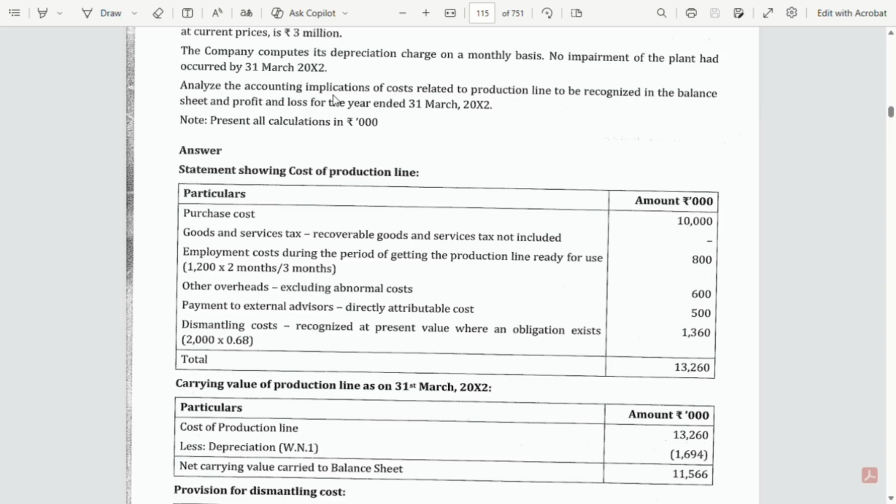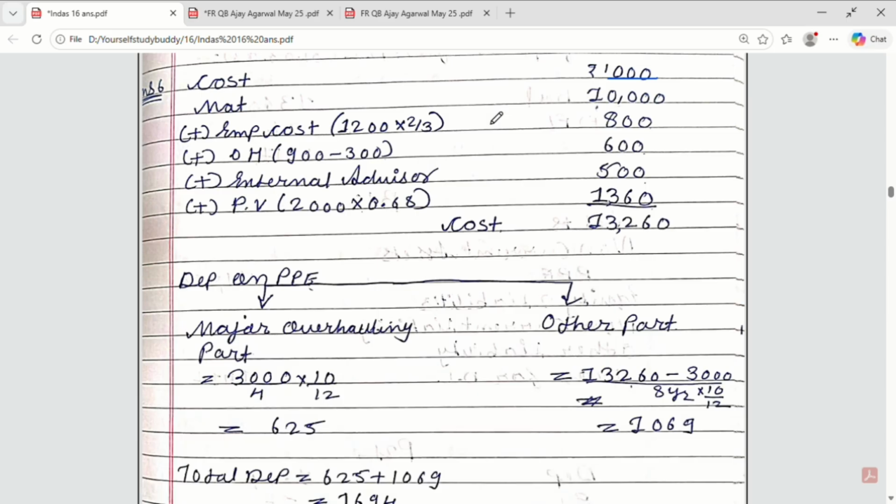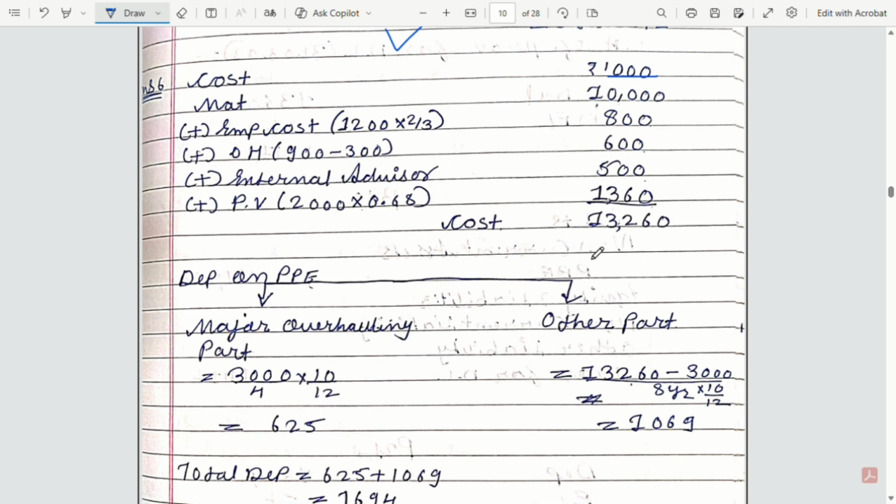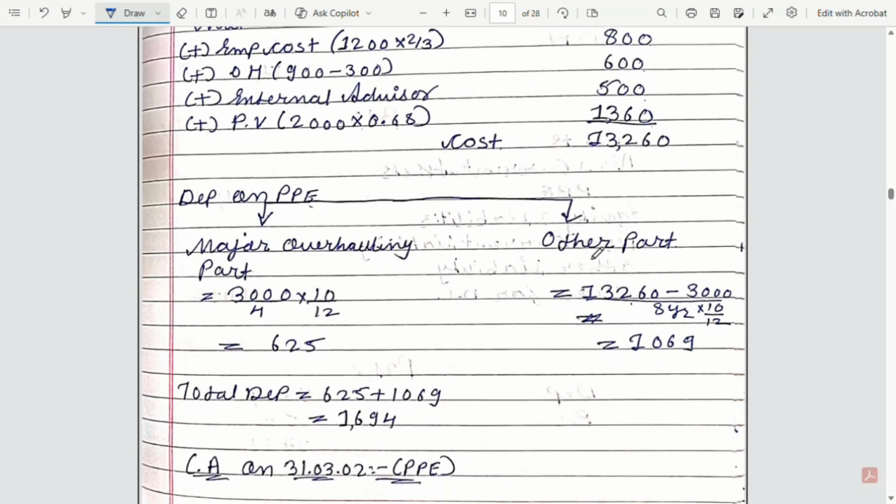Analyze the accounting implications of cost related to production line to be recognized in the balance sheet and profit and loss for the year ended 31st March 2002. ठीक है, तो अभी इसको कैसे सॉल्व करेंगे. सी, मटेरियल हमने ऐड किया, एम्प्लॉय कॉस्ट हमने 2 मंथ्स का ही लिया है. ठीक है, ओवरहेड में से हमने इलेक्ट्रिकल शॉक वाला जो था वो हमने कॉस्ट लेस किया है. यहाँ पे एक्सटर्नल एडवाइजर वी कैन इंक्लूड. पीवी पे हमने डिसमेंटलिंग कॉस्ट लिया है एंड वी गॉट दी टोटल कॉस्ट फॉर द प्रोडक्शन लाइन.